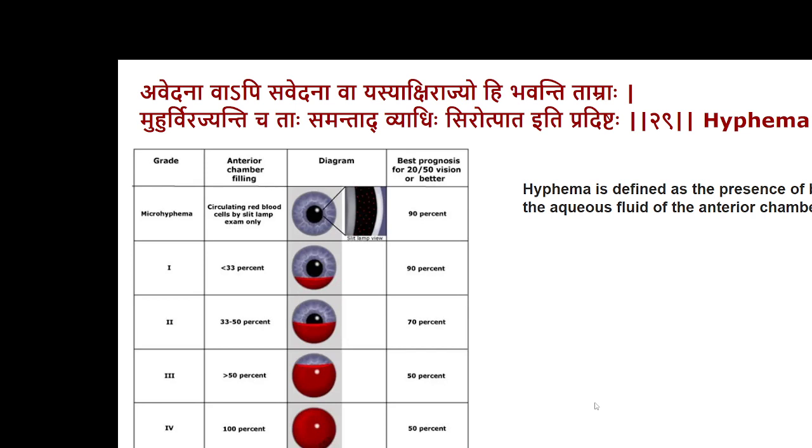Sirotpata. Sirotpata, avedana vapi sabedana va, yasya akshidadyahi bhavanti stamraha, muhu viratyanti taha samantad vyadhi Sirotpata iti pradishtaha. Sirotpata is either painful or painless, and it presents with reddish discoloration, hyperemia in the eyes, which can be partially involving or the whole of the eyeball would be involved, and that's exactly what we see named as a hyphema. Hyphema is the presence of blood within the aqueous, particularly in the anterior chamber.